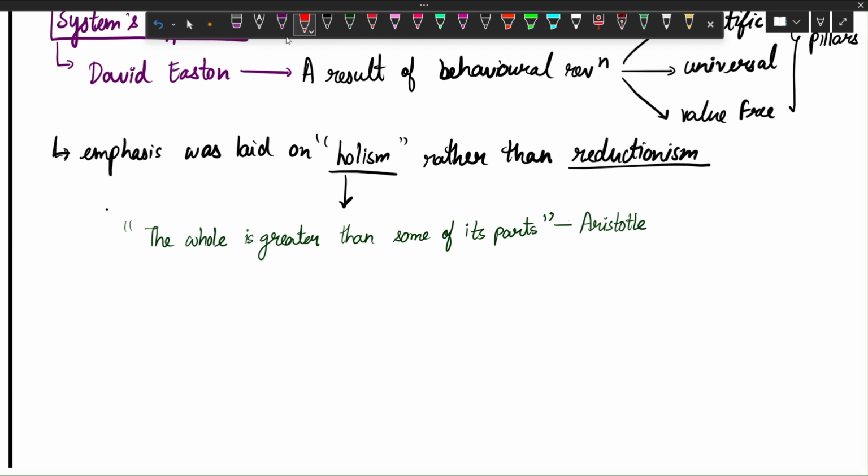So here now we can see the introduction of the systems approach is mostly done. Now I will draw the diagram of the general system theory, or the systems approach.